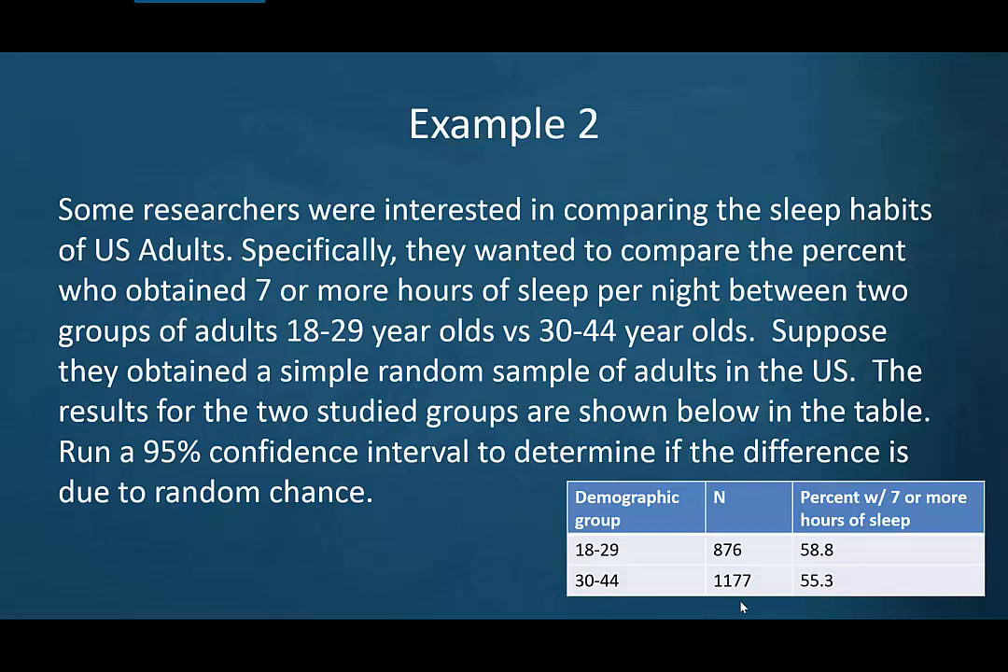So our first group is 18 to 29. We have n = 876, and then the percent with 7 or more hours of sleep is 58.8%. The next demographic group is 30 to 44 years old. And that n is 1177 with a percent with 7 or more hours of sleep at 55.3%.